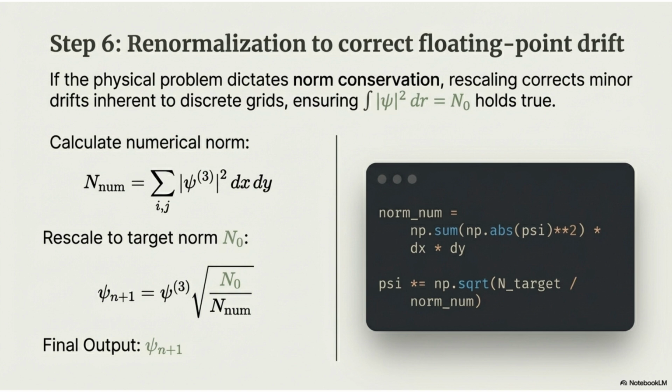Step 6 is renormalization, which corrects for floating point drift. This process calculates the numerical norm and rescales the wave function to the target norm N0, yielding the final output, Psi-n plus 1.